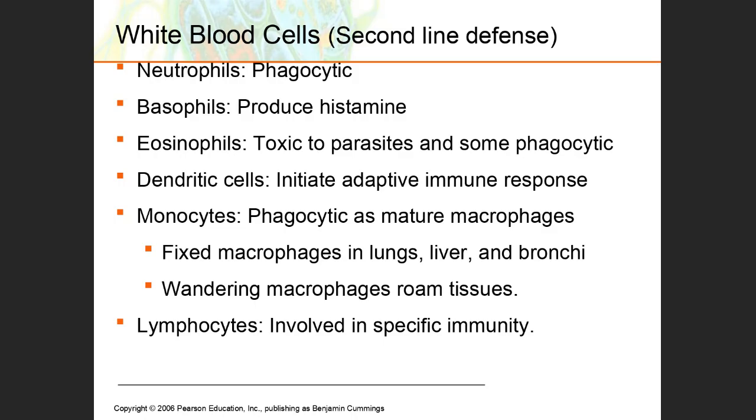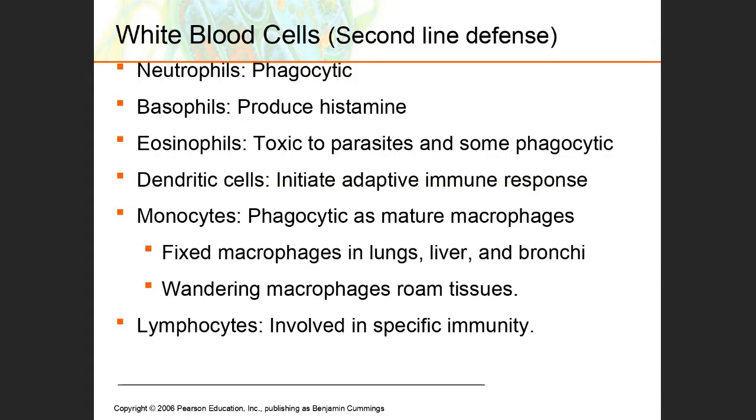Moving on to second-line defenses, we have white blood cells. A variety of them are phagocytic. So remember phagocytosis, that process of eating things. So we've got a bunch of different phagocytes: neutrophils, dendritic cells, monocytes, macrophages. We'll talk a lot more about dendritic cells and macrophages later on, but they wander around through your body looking for things to eat and destroy. And they'll eat all kinds of things that don't belong.